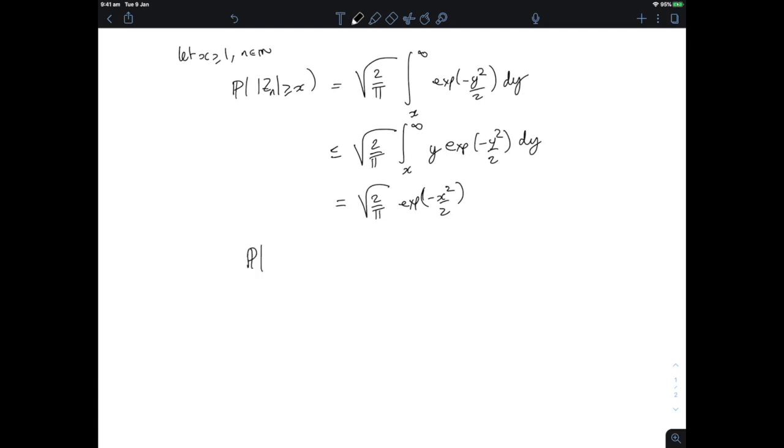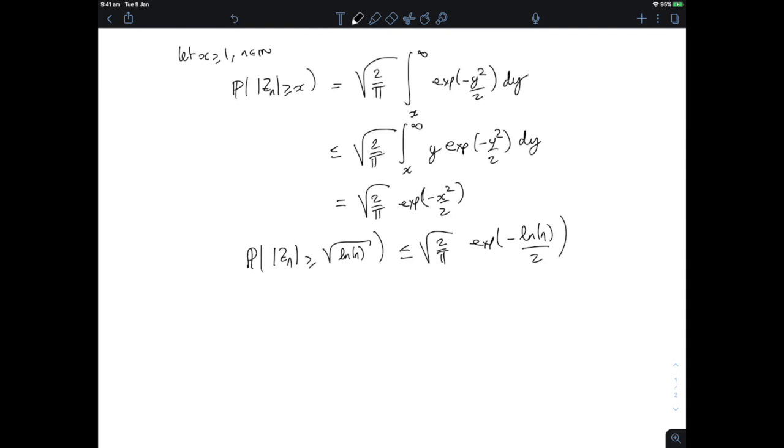That tells me that for every fixed n, I could choose my x dependent on n. I could choose my x to be the square root of log n, which I expect will describe the potential growth. So I want to show that having Zn substantially bigger than the square root of log n is highly improbable. And really it is, because this is smaller than square root of 2 over pi times exponential minus log of n divided by 2.